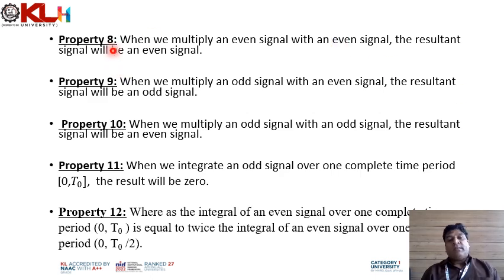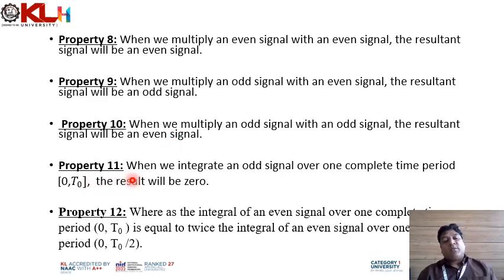Now we are going to discuss some more properties here. If you multiply an even signal with an even signal, the resultant signal will be even. The next property says that when we multiply an odd signal with an even signal, the result will be an odd signal. And the next property tells that when we multiply an odd signal with another odd signal, the resultant signal will be an even signal.